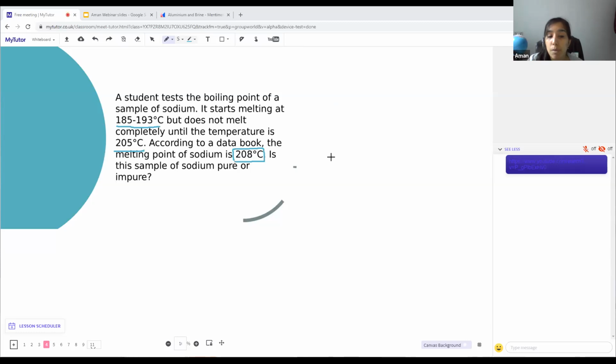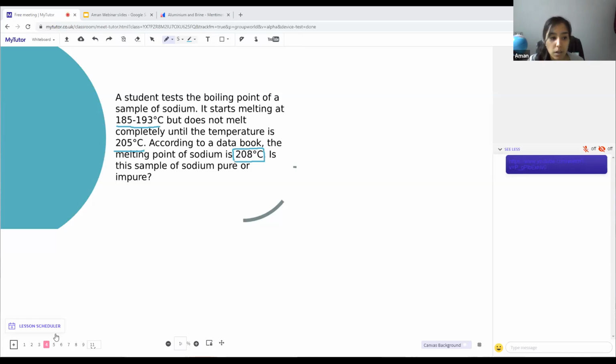So this would be a 3-mark question, 1 for saying it's impure and 2 for giving the 2 reasons. So it melts over a range of temperatures and its melting point is lower. Remember, when you have an impure substance, the melting point tends to be lower than what the data book says, and the boiling point tends to be higher than what the data book says. And crucially, it melts or boils over a range of temperatures.